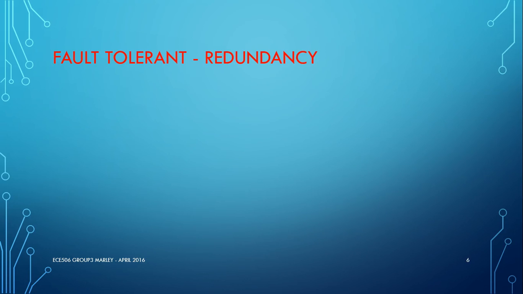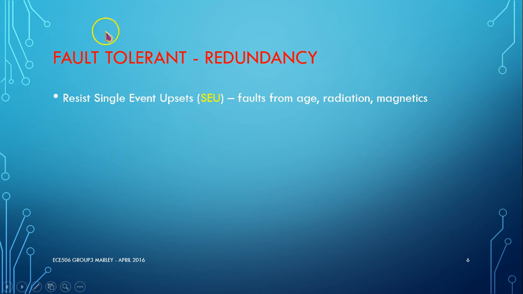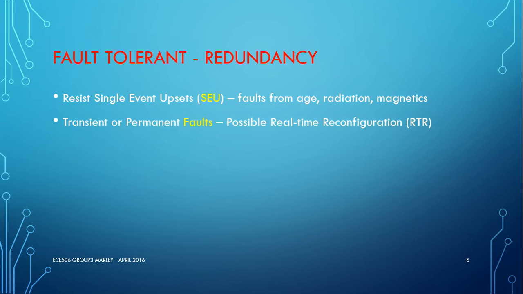Now, redundancy is an interesting concept. They call it a single event upset, some type of fault that's going to hurt your circuitry. And you do this redundancy because you have something mission critical. It's either machinery you don't want to be faulty or get hurt when something goes wrong, or human beings' lives are at stake if something should fail. And of course, a fault can occur due to age, radiation, magnetics, and they can either be transient faults or permanent faults. You can reconfigure around the fault with real-time reconfiguration.